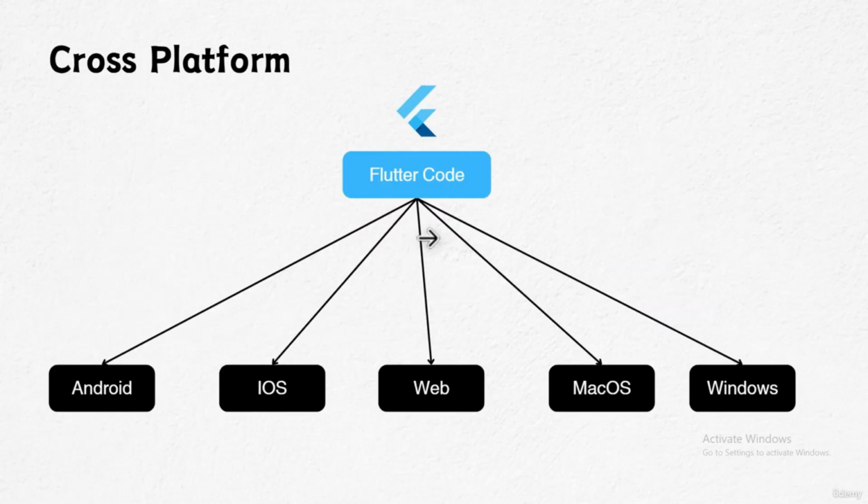So a question arises, why should we use Flutter? And the answer is Flutter is cross-platform. So what does that mean? It means that when you write code in Flutter, the same code can generate Android, iOS, web, macOS and Windows application for you. So you don't need to use different technologies to build applications for all these platforms. You can just learn Flutter and build applications for all these platforms using a single code file.